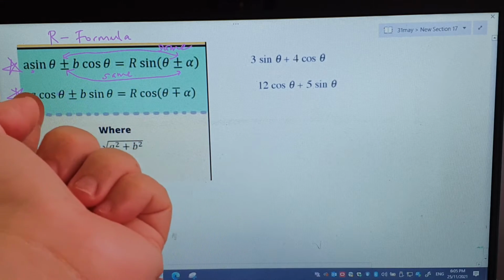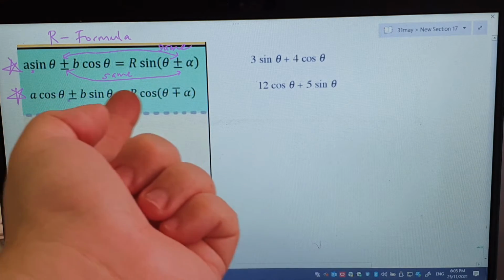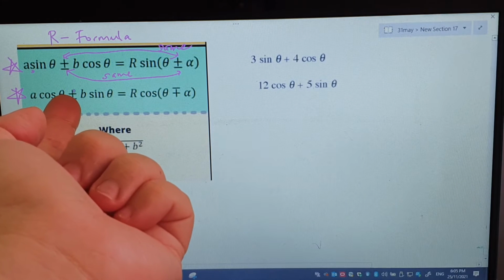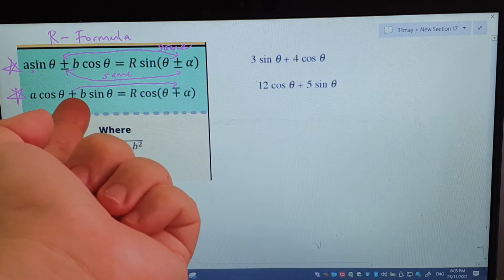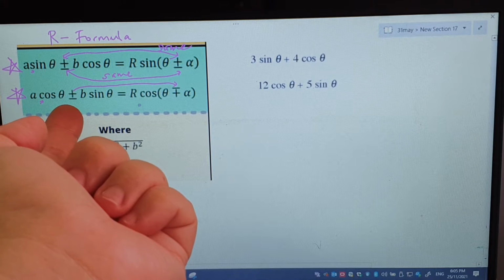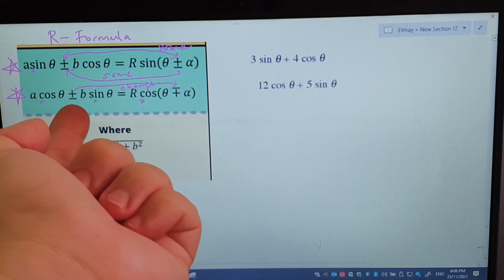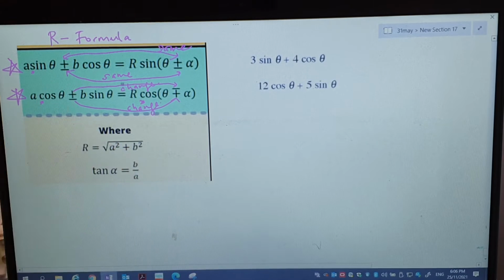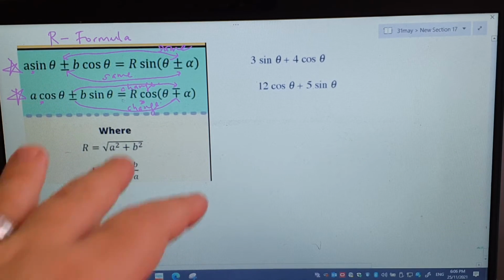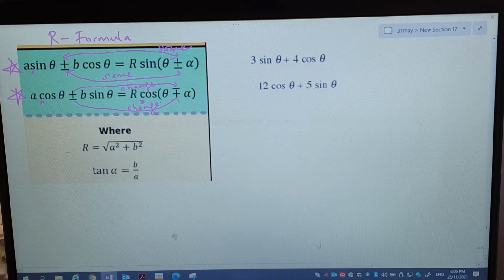Okay, whereas for the cosine R formula, if you are given this, if this is plus, you will have to change the sign. For cosine, you have to change the sign. So you change the sign to minus. If it's minus, you change the sign to plus. Okay, so I don't think you understand what I'm talking about here. So the best way is to use an example.